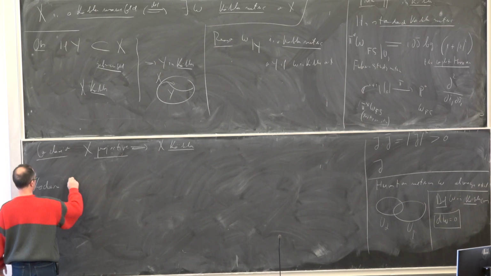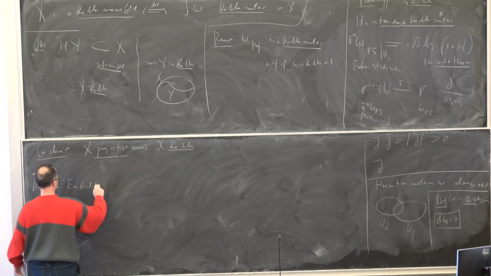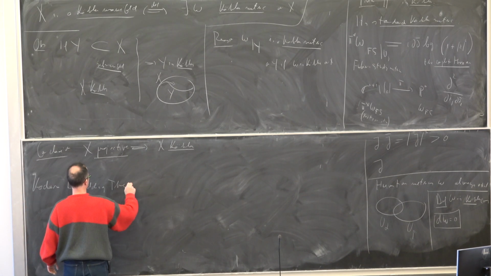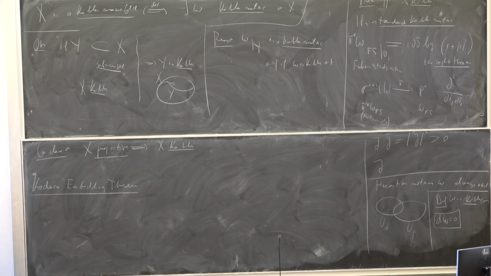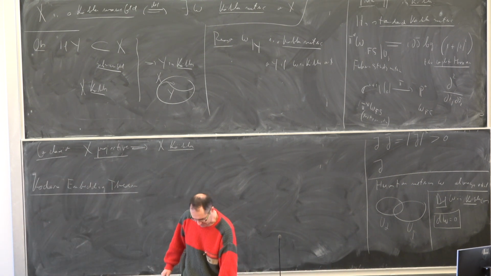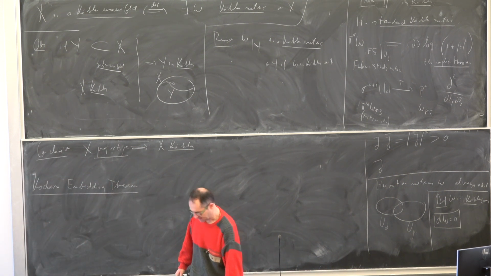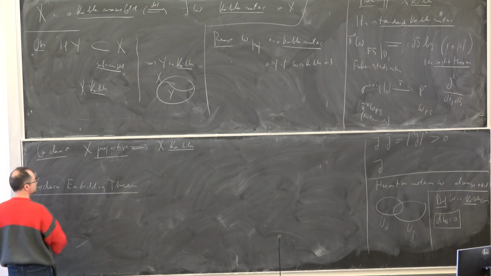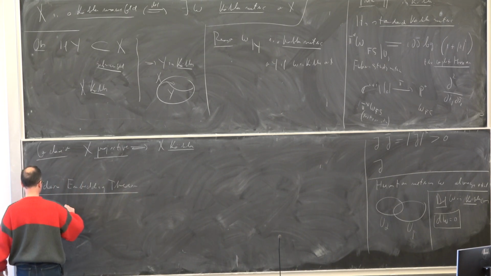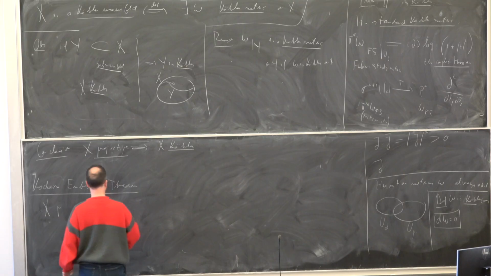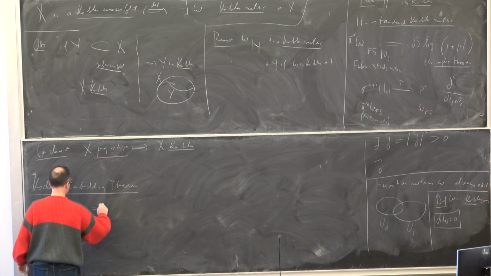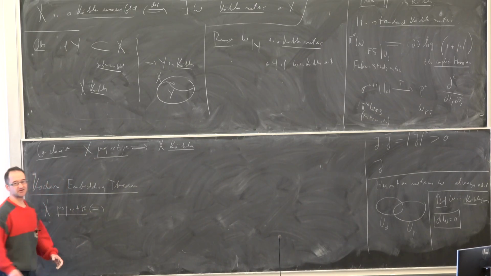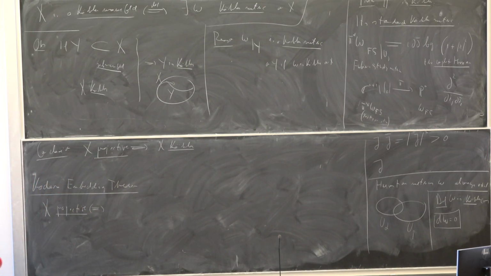And then the Kodaira embedding theorem tells us which compact Kähler manifolds are projective. Well, there are several ways of stating it. Let me state it in the following way. Let X be a compact complex manifold. Then X is projective if and only if it admits a special kind of Kähler metric, so not just any Kähler metric.